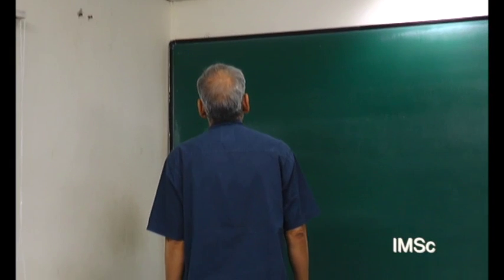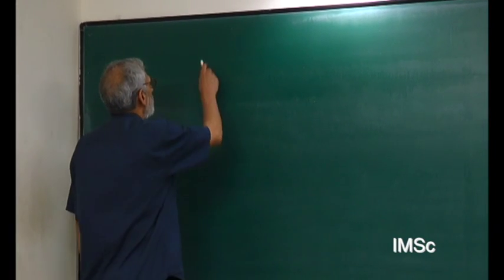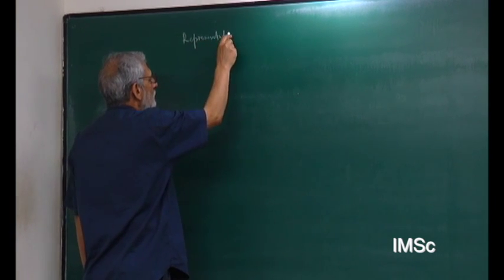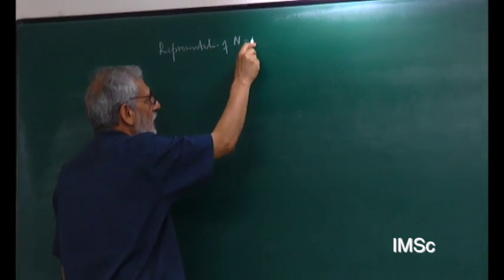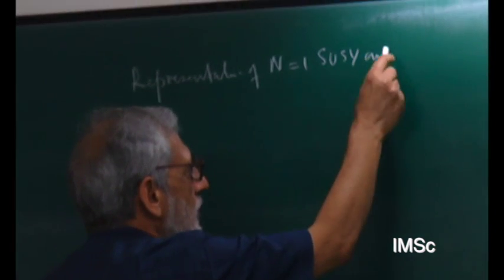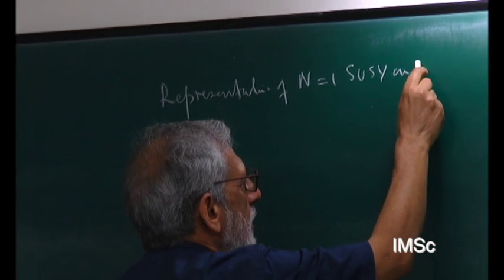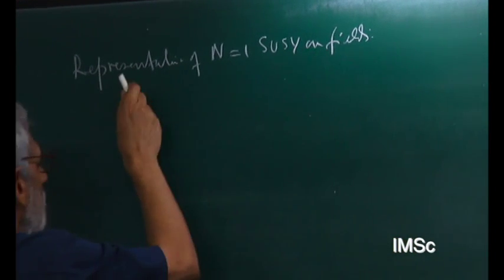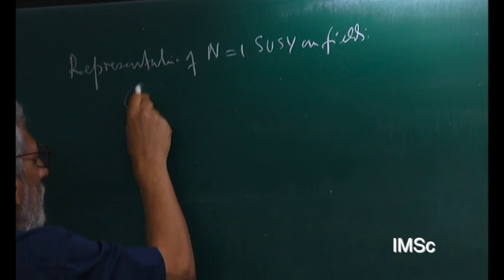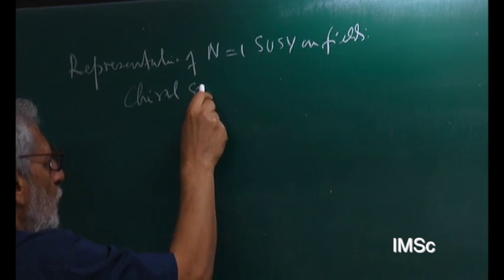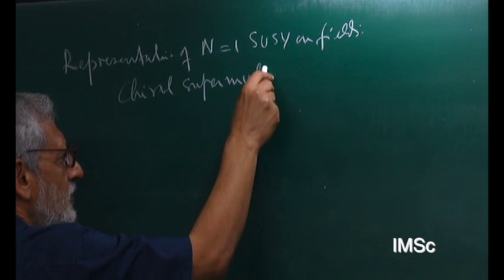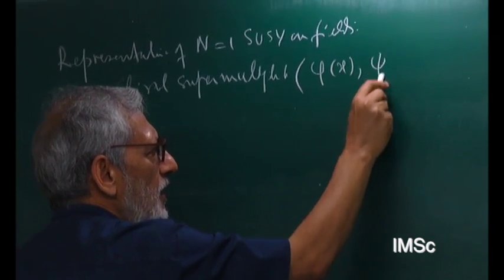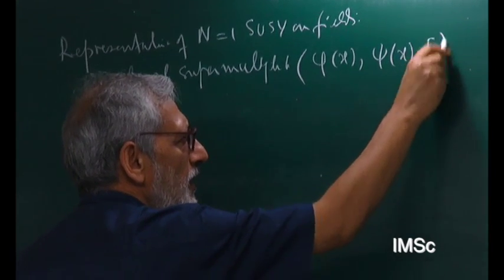We learned how to write a representation of the SUSY algebra of N equal to 1 SUSY on fields, and we constructed a chiral supermultiplet of 3 fields: a scalar field, a fermionic partner, and an auxiliary field.